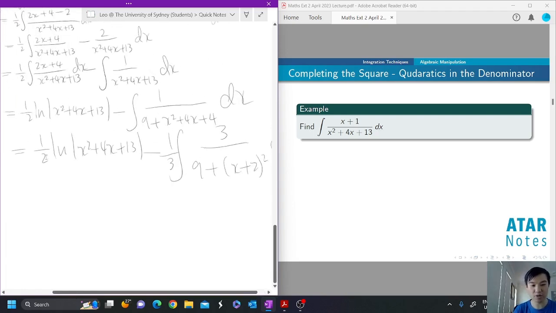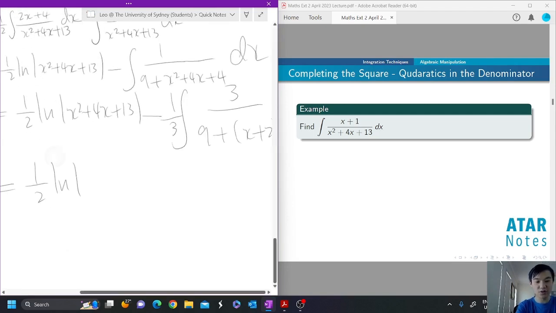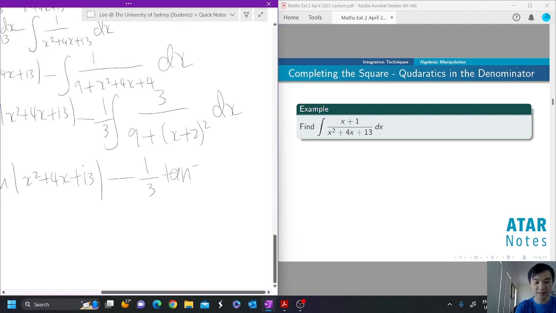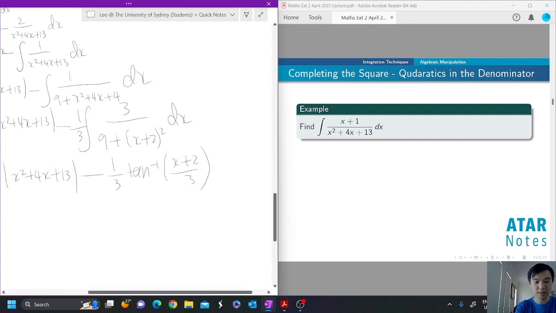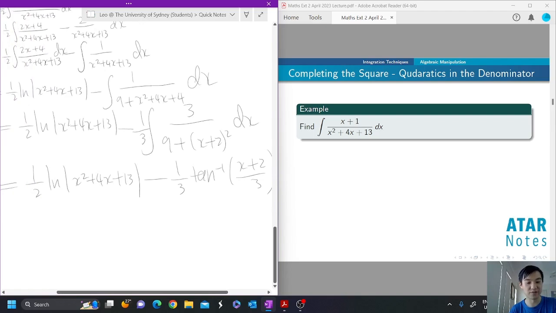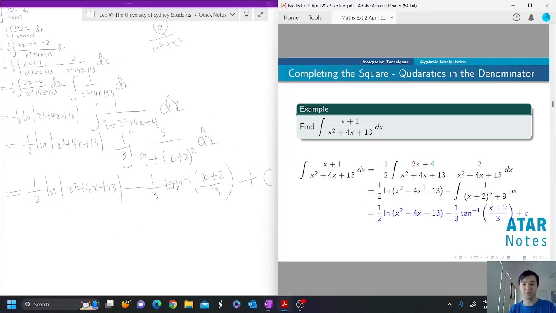So now my final answer is going to be half ln absolute value of x squared plus 4x plus 13 minus a third inverse tan of (x plus 2) over 3, plus c, using our standard results that lead to inverse tan. So you can see, yep, that's what we got here.